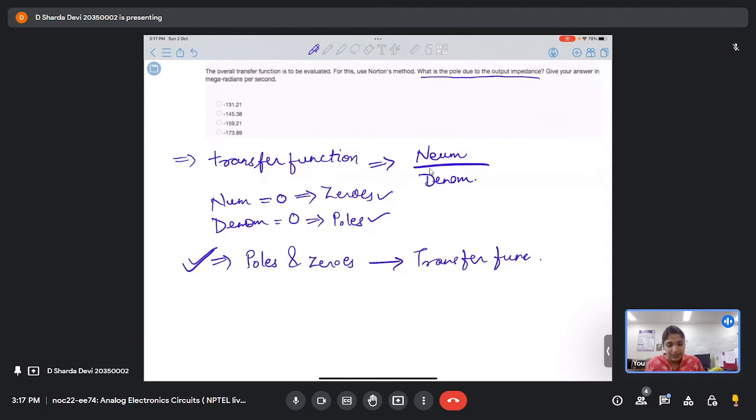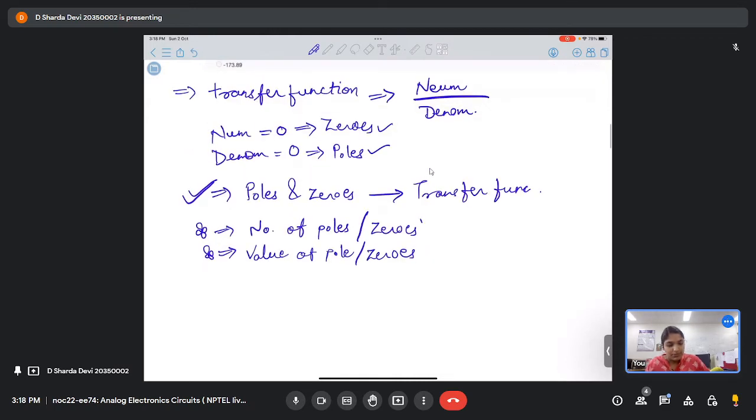So for this we need to know number of poles or number of zeros, and then value of poles and value of zeros. Okay, to find out poles and zeros we'll need their number and their values, right? So how to find number of poles and zeros? First let's discuss this thing.